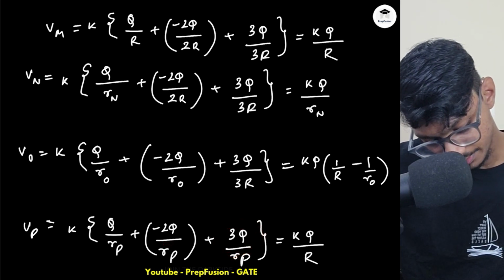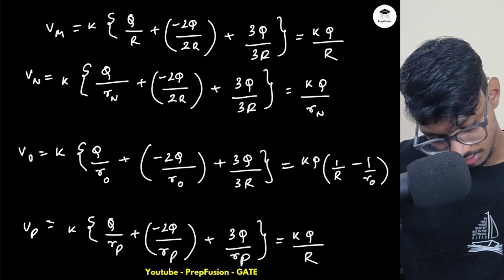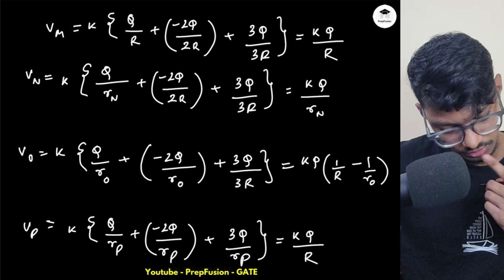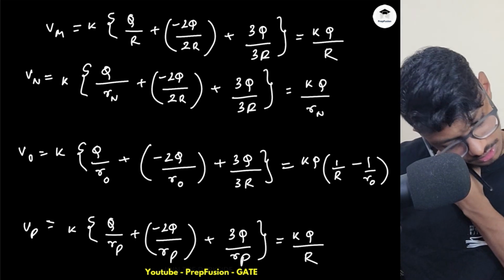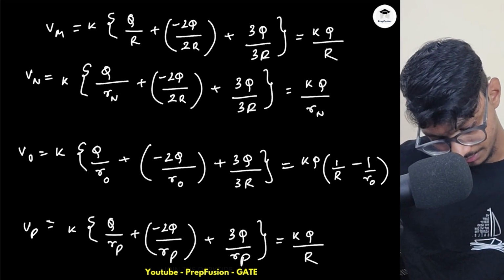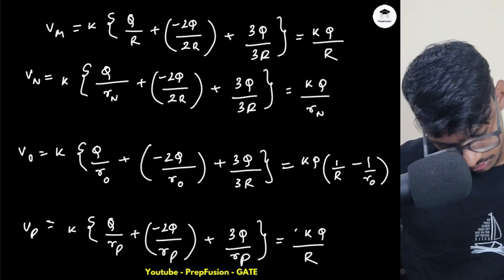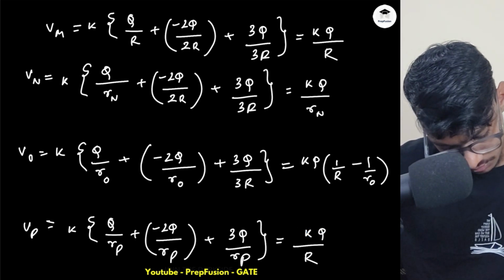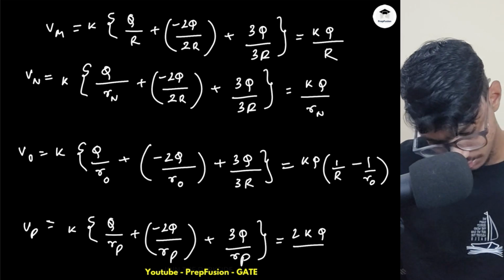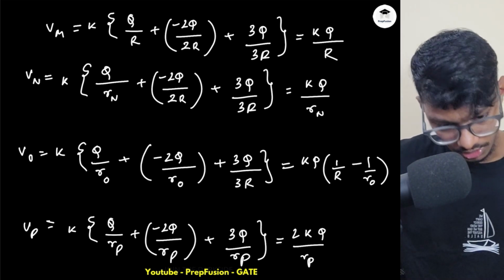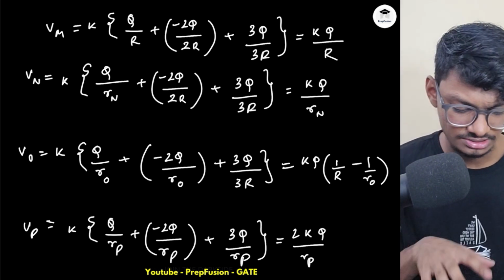So this is 3Q by RP, so plus 4Q by RP, right? Is it correct? Yeah, sorry, this is minus Q by RP. So this will be 2Q by RP. Okay, so that will be the answers. Pretty simple, right? Nothing changes here.